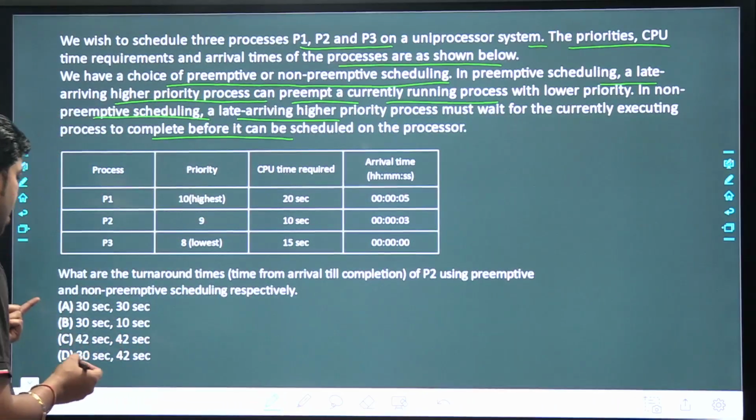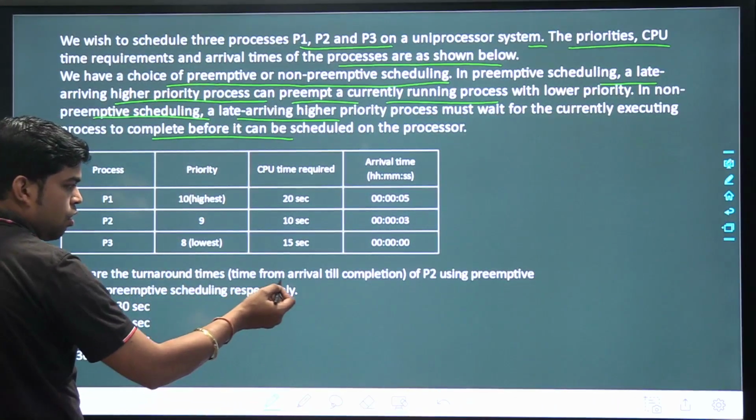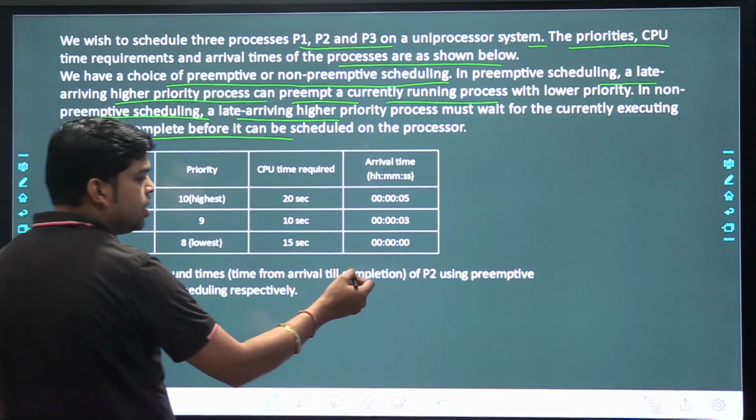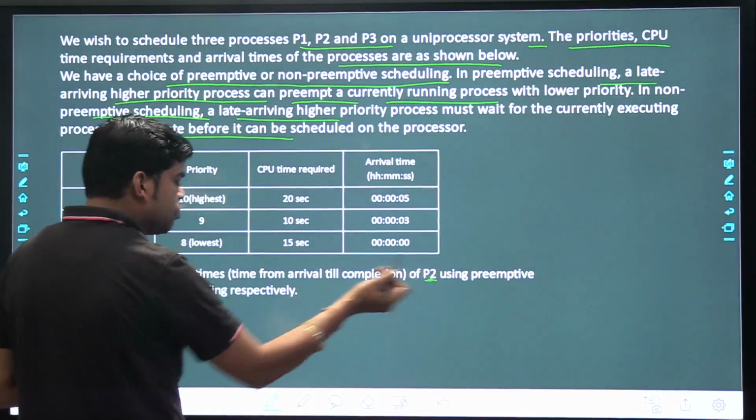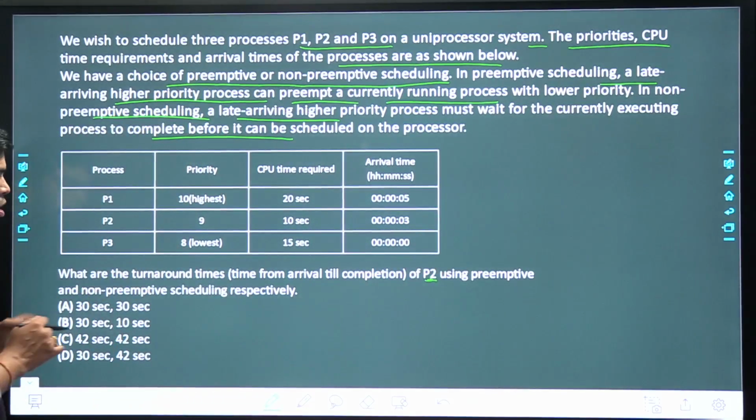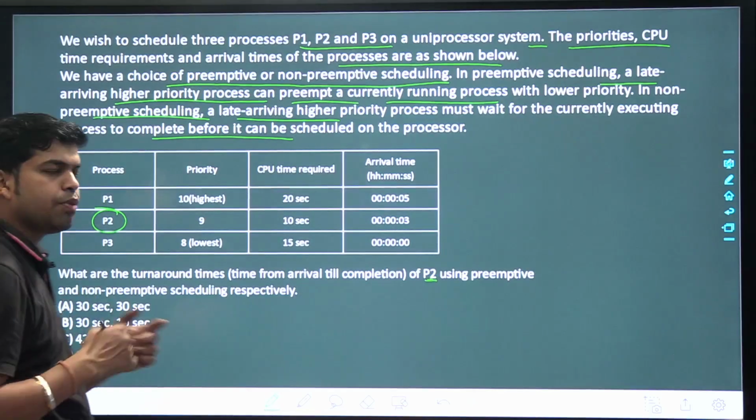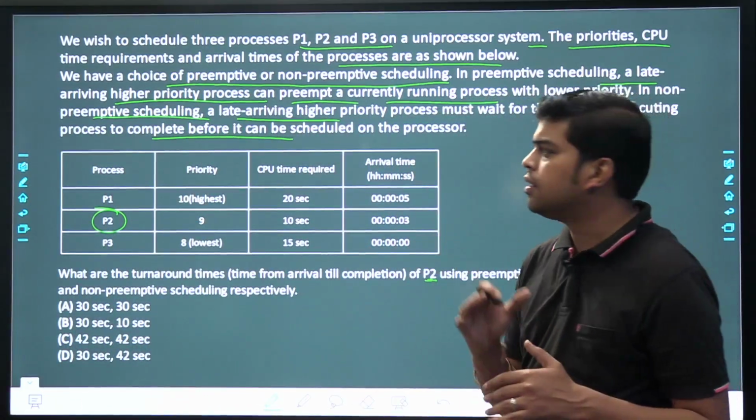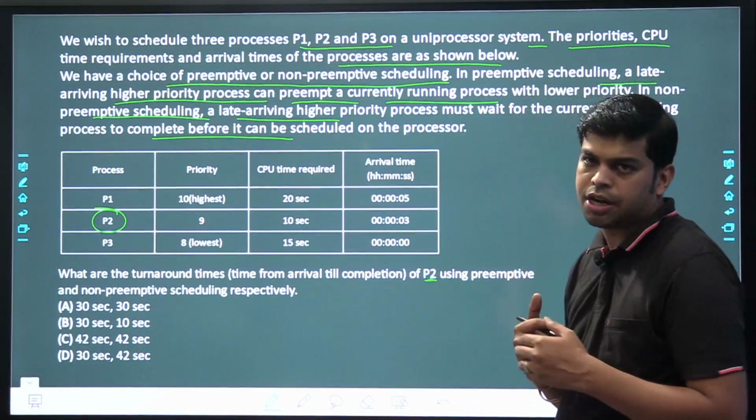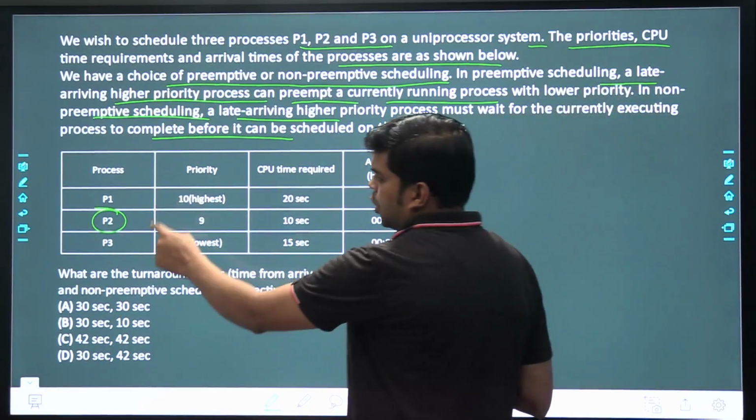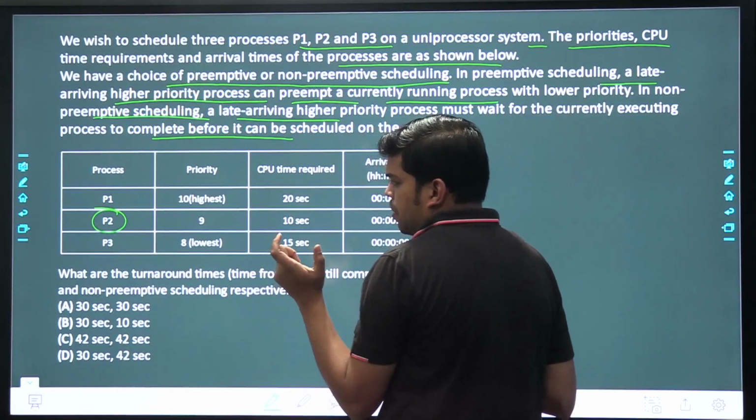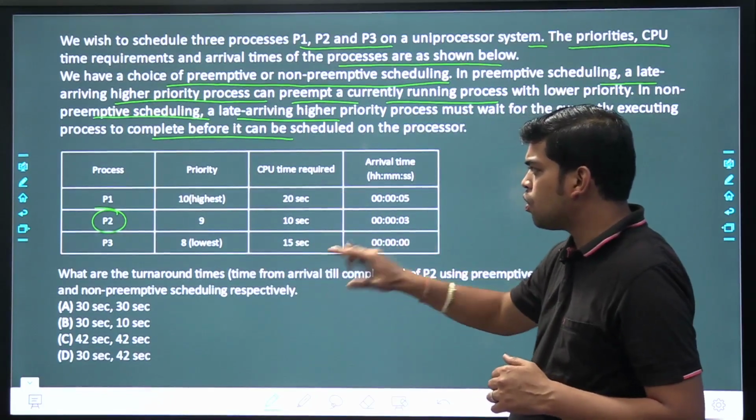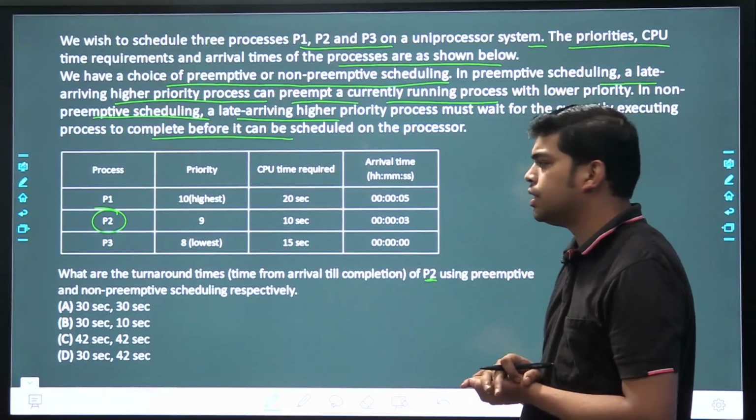Now here we need to calculate the turnaround time, which means the time from arrival till completion, of P2 using preemptive and non-preemptive scheduling. So we need to calculate the turnaround time of P2 by both techniques: preemptive priority scheduling and non-preemptive priority scheduling. Here we have 3 processes P1, P2, P3. The highest priority is of P1 and the lowest is of P3. The CPU time required and the arrival time are given in the table.